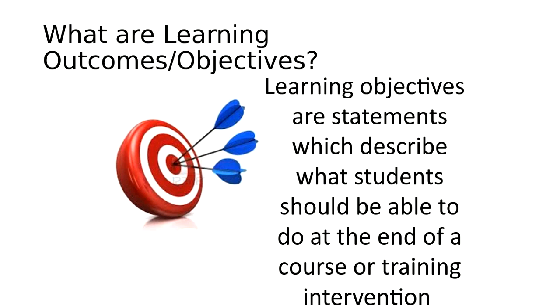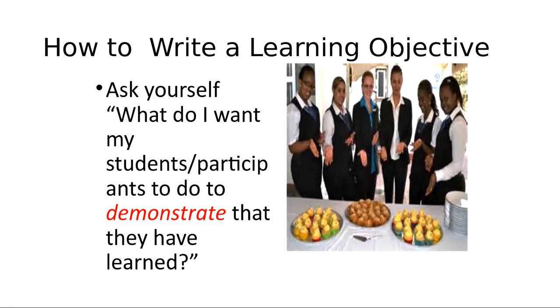So an objective, a learning objective or a learning outcome is a statement that describes what the student will be able to do at the end of the course or the training or the intervention or whatever. And so to write a learning objective, you have to ask yourself, given the needs and all that and the context, what is it I want my student to be able to do, to demonstrate that they have learned?